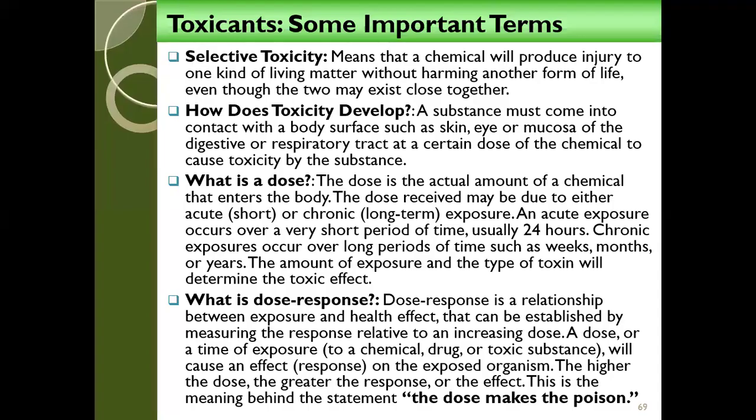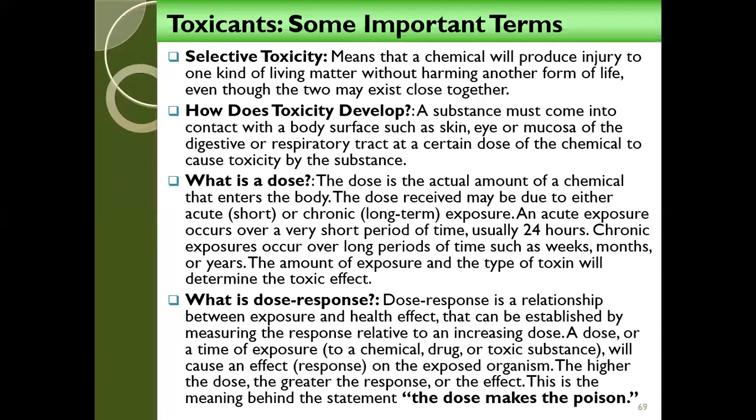Selective toxicity. Say this person is so selective. You select your friends; it's not everybody that you are friends with. It is a chemical that produces injury to one kind of living matter, and it is so selective that it will not harm others, only one kind, without harming another form of life. If you are there, you are not harmed by it. Even when the two coexist together, you will not feel any harm or injury. Only the one it is selective to will be affected.